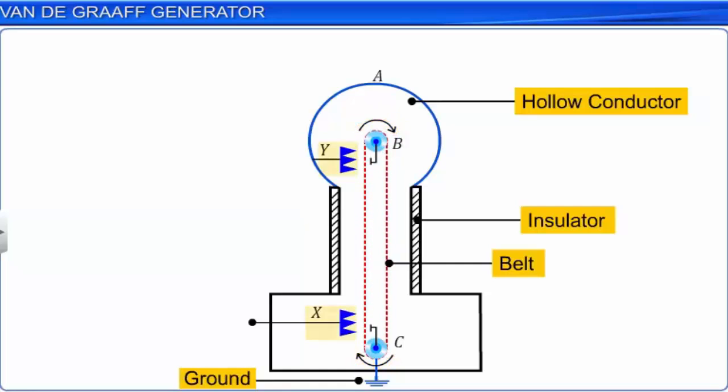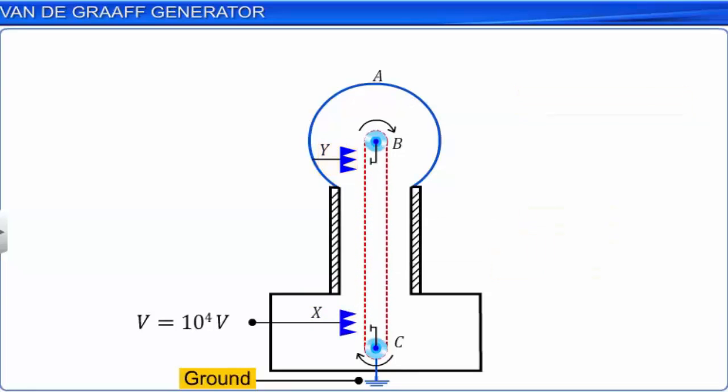Two comb-shaped conductors, X and Y, having metallic needles, are mounted near each of the pulleys, pointing towards the belt. The lower comb X is maintained at a positive potential of about 10^4 volt by a power supply system. The upper comb Y is connected to the metallic sphere A.